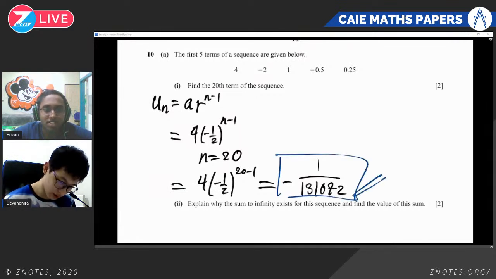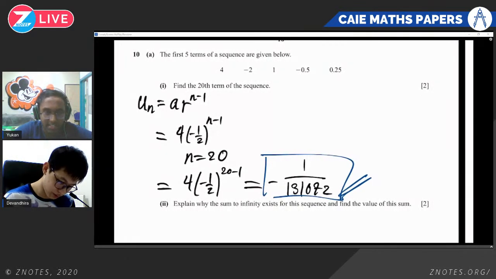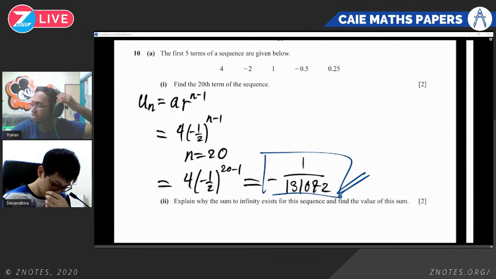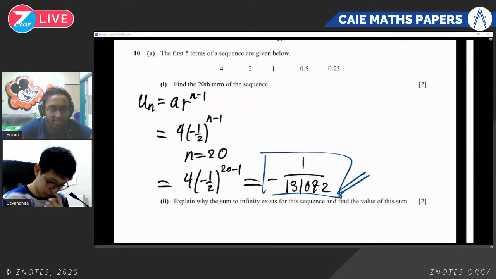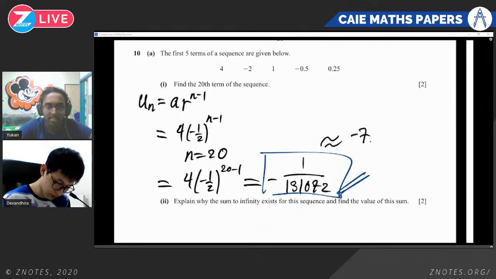You can also change it to standard form or something. Oh, sure. Give me a sec. Standard form, Devan, that's just a way you can give your answer. In standard form, it's negative 7.629 times 10 to the negative 6.